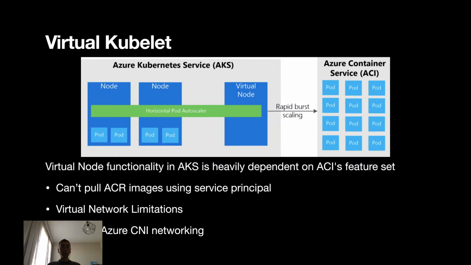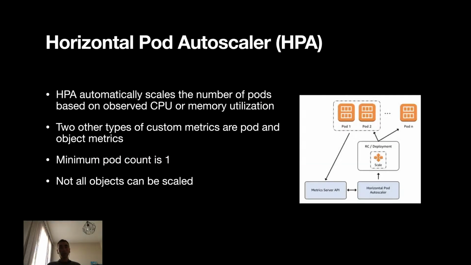Then there are some virtual network limitations, and it requires you to use Azure CNI as the networking within the Kubernetes cluster. And the final one is the horizontal pod autoscaler, HPA, which automatically scales the number of pods based on observed CPU or memory utilization, so it's resource based. The horizontal pod autoscaler gets metrics from the metrics server API.